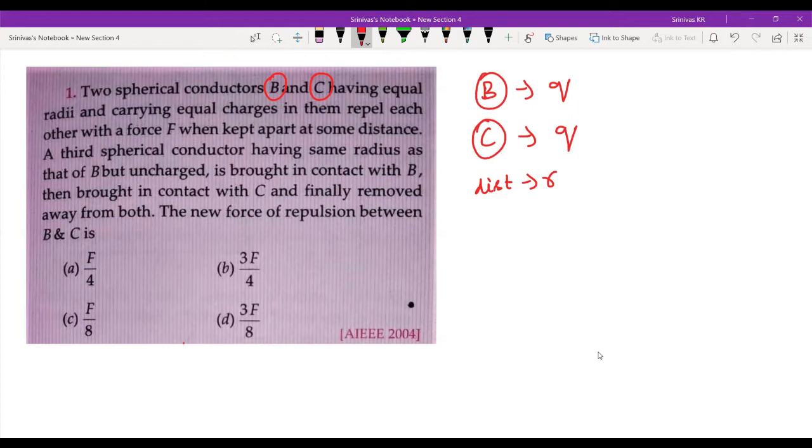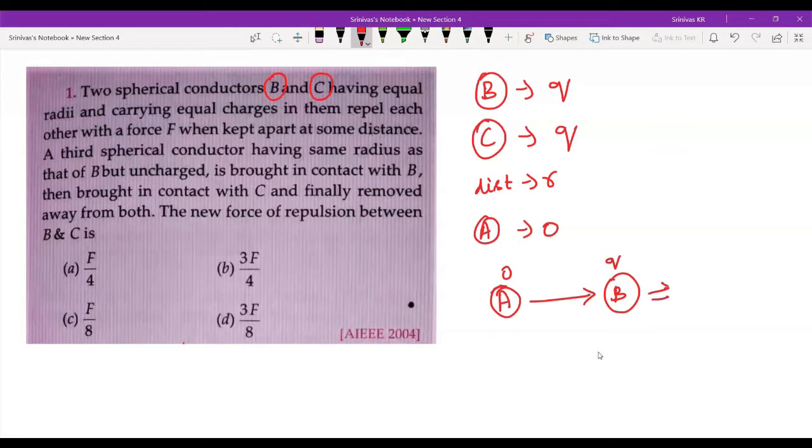A third spherical conductor having the same radii as that of B, but uncharged. So A is a third spherical conductor with no charge. Let us consider the charge is 0 here. It is brought in contact with B. So A is in contact with B now. So what is the charge of A? 0, and the charge of B is Q.